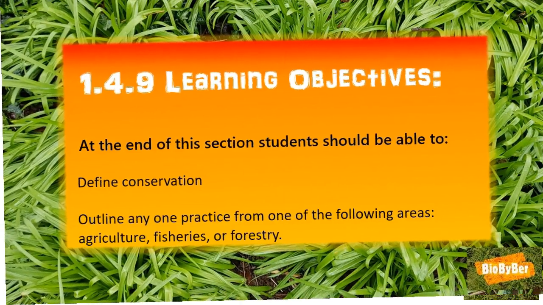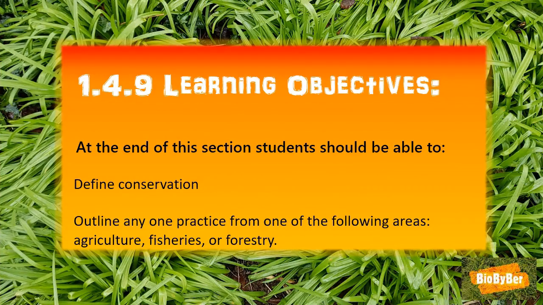Now that we have reached the end of our lesson, have we achieved our objective? Are you able to define conservation? Are you able to outline any one practice from one of the following areas: agriculture, fisheries, or forestry? Our objective was to outline any one practice from fisheries.